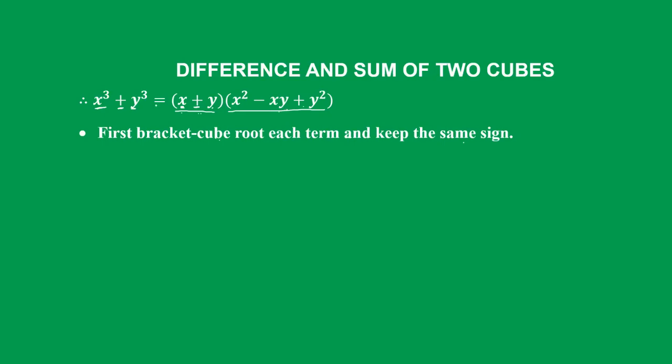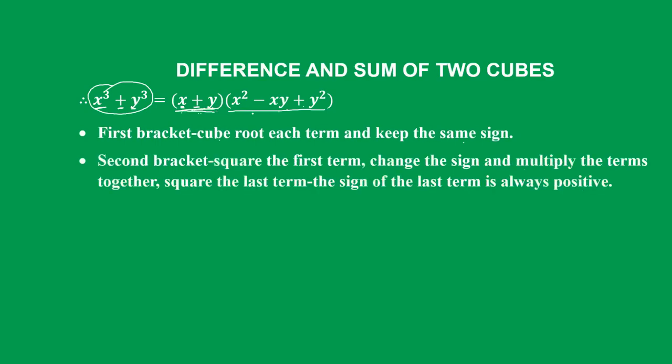The second bracket comes from the first bracket. When you're finding the second bracket, forget about this and just use your first bracket. For the second bracket, square the first term, which is x, and you get x squared. Change the sign. It's plus here, so it's now minus. Then multiply the terms together, x times y, which is xy. This sign is always positive, the operation is always addition. And then you square the last term. We square the y, which is y squared.